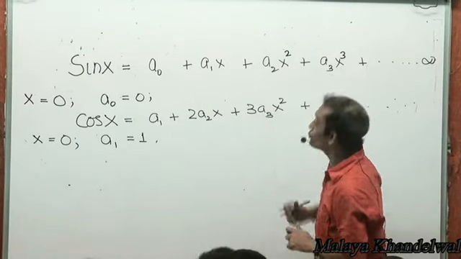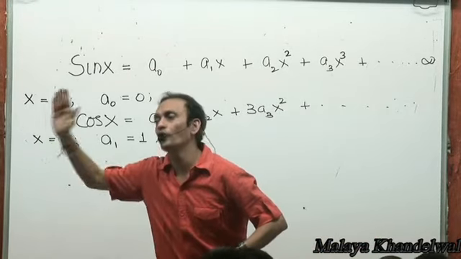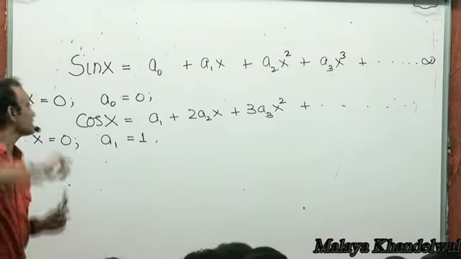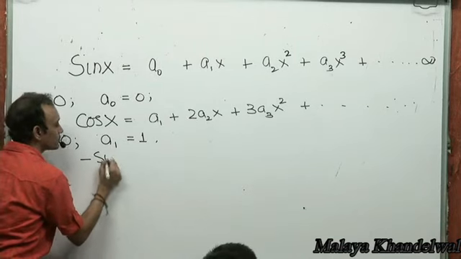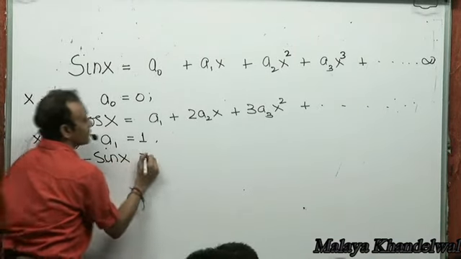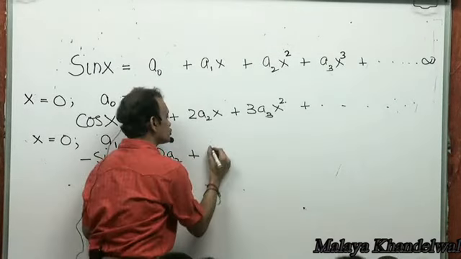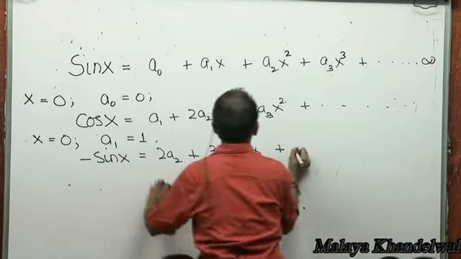What you do is, now that we know a1, we want to throw a1 out. How do I do that? Differentiate one more time with respect to x. So if I differentiate one more time with respect to x, what do I get for sine x? Minus sine x is 2a2 plus 3 into 2 a3 into x and so on and so forth.